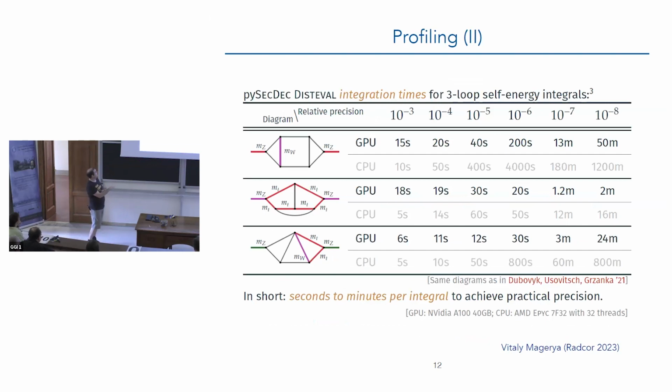We can do the same thing for 3-loop integrals, but at lower point. And again, we can see that many of these integrals are computable in sort of seconds to minutes per integral to achieve a practical precision, depending on how you define that, but give you an idea there.